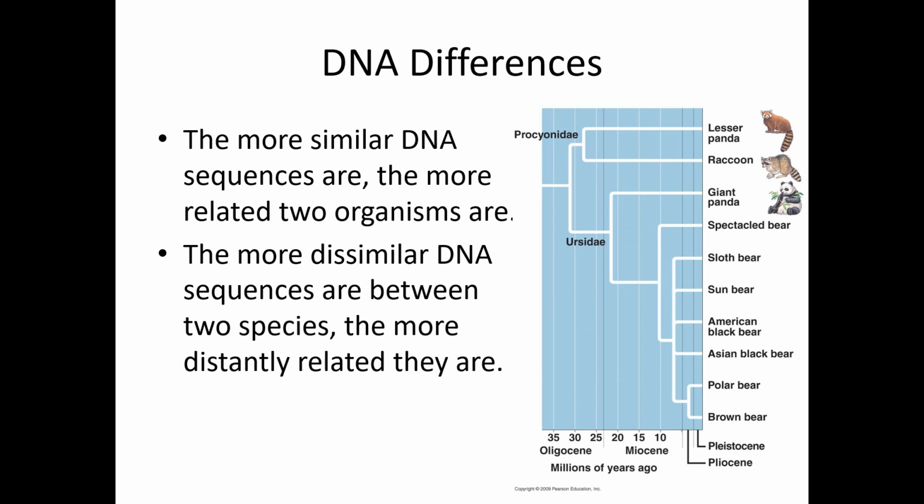If you take that to the extreme, what it means is if you look at two different species, the two species that have the most similar DNA shared a common ancestor more recently. So everybody knows chimps and humans have very similar DNA. That means we had a common ancestor that was fairly recent.